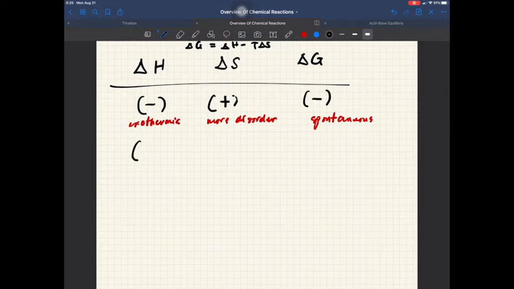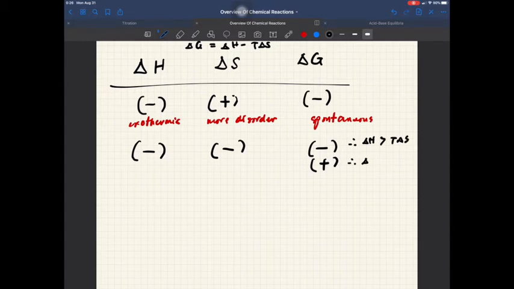If we have a value of negative delta H and negative delta S, the value of delta G could either be negative or positive. It depends on the values of your delta H and delta S. If the product of your temperature and the change in entropy is greater than your change in enthalpy, the reaction would essentially be non-spontaneous. So it is spontaneous when delta H is greater than T delta S. And it is non-spontaneous when delta H is less than T delta S.